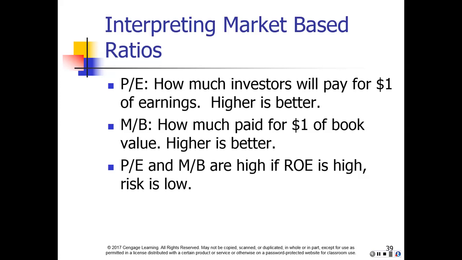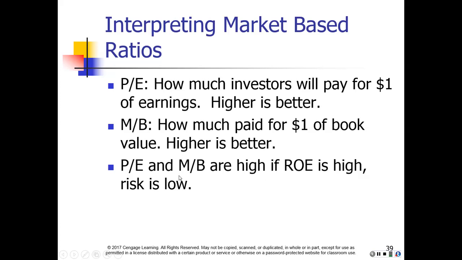Market to book value tells us how much is paid for a dollar of book value, and book value is basically for the stock that was sold to investors. And once again, we want it to be higher, because that's the value added, right? Book value is the value that was contributed by shareholders into this company, and the market value is the total value. So the difference will be value added.